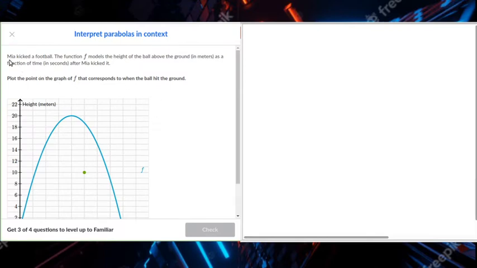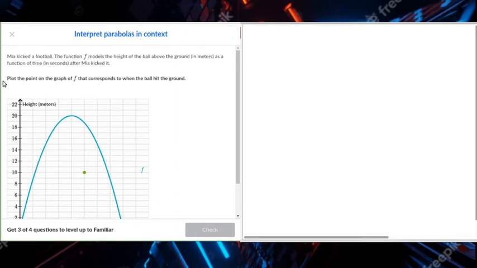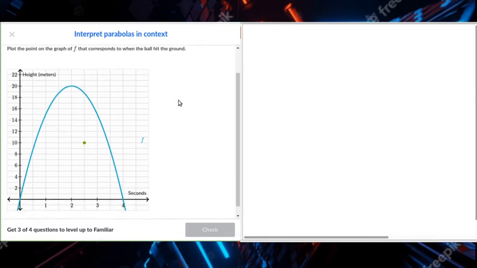So let's read together. Mia kicked a football. I can't note which ones are coming, so I have to read it too. The function f models the height of the ball above the ground in meters as a function of time in seconds after Mia kicked it. So Mia kicks a ball, and this is not the path of the ball, but this is how many seconds and how high it is. Plot the point on the graph that corresponds to when the ball hit the ground.